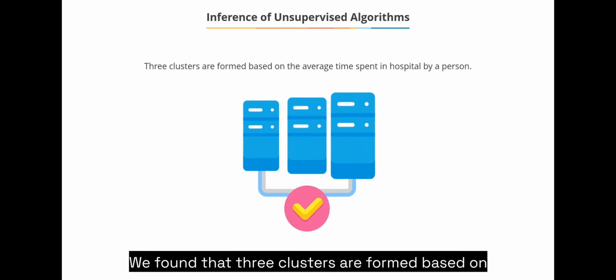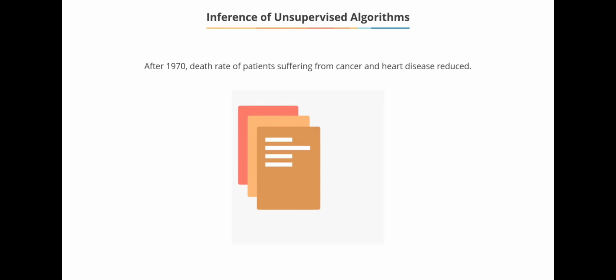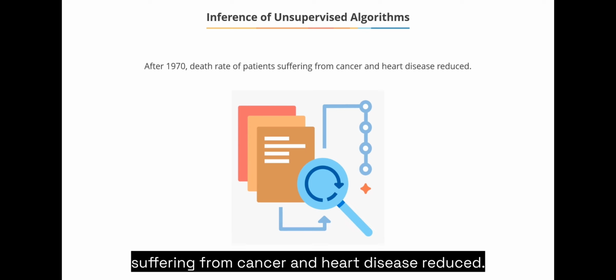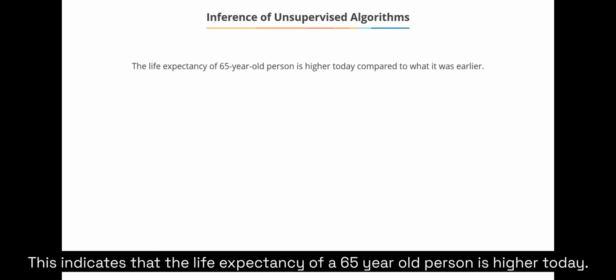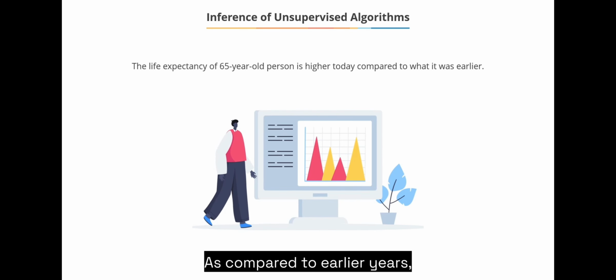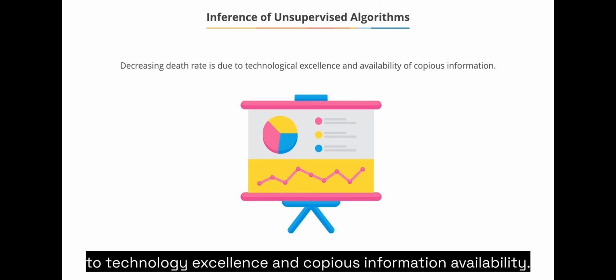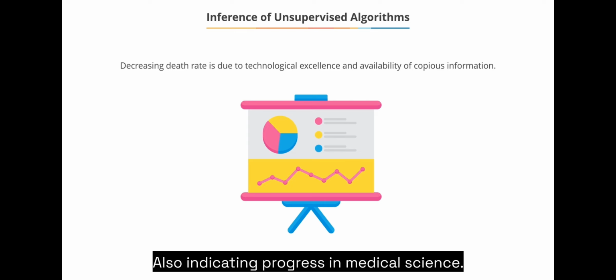So, what is the inference here? Via clustering, we found that 3 clusters are formed based on the average time spent in the hospital by a person suffering from disease. After 1970, the death rate of patients suffering from cancer and heart disease reduced. The average time spent in the hospital also decreased. This indicates that the life expectancy of a 65-year-old person is higher today as compared to earlier years. The decreasing death rate might be due to technology excellence and copious information availability, also indicating progress in medical science.